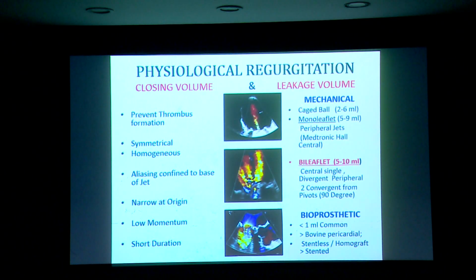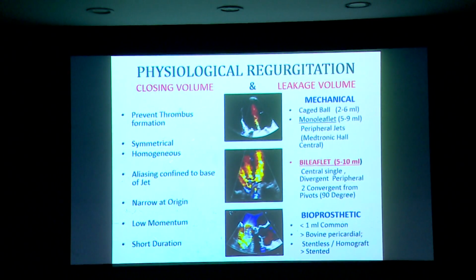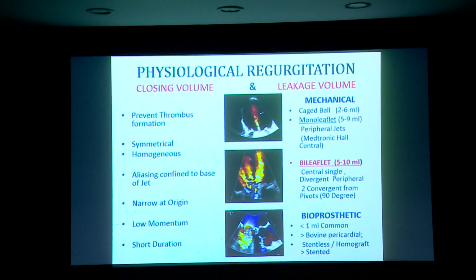All these mechanical valves come with normal physiological jets. They are benign, they don't cause any alteration or worsening of the cardiac pressures and gradients or the chamber sizes. They are short lasting, narrow at the origin, they don't go too long into the LA. Aliasing is confined only to the jet, just near the origin. They're symmetrical, homogeneous, and protective to prevent the formation of thrombus out here.